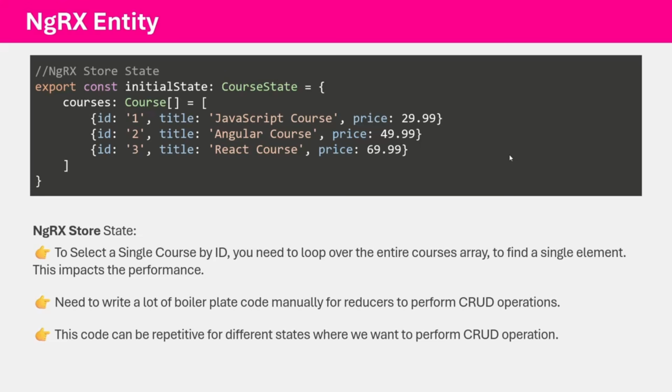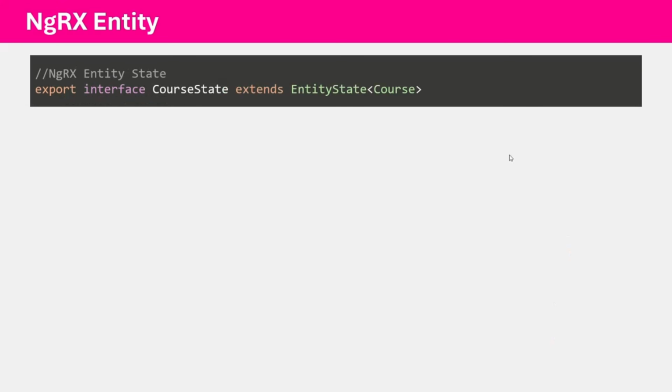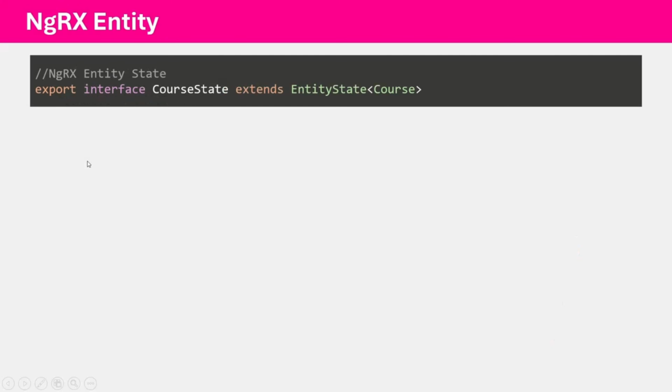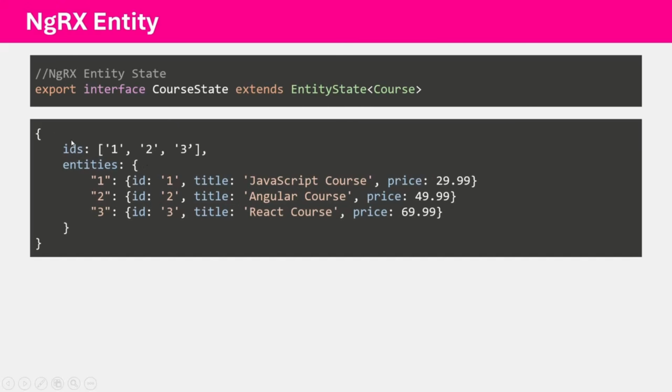But when we use NgRx Entity, instead of storing the entity data inside an array, it stores it inside an entity. So in the previous slide, when we are creating this initial state of type course state, there we are specifying the state name, which is courses, which is storing an array. But when we use NgRx Entity, we still have the course state, but this course state extends the entity state. Now what it does is, behind the scenes, it creates an object like this, an entity object.